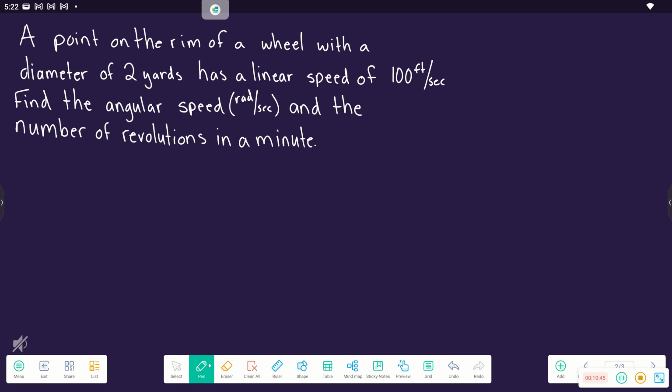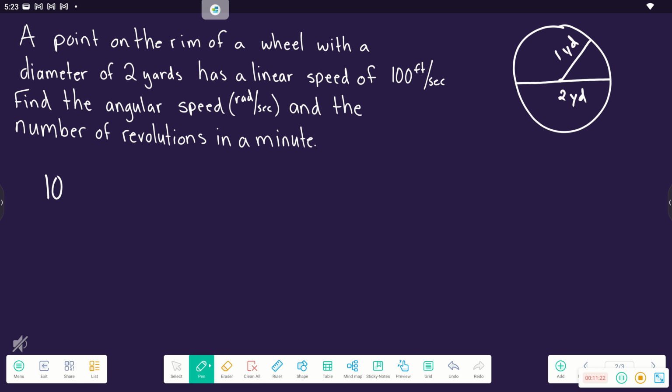Of course, when I am given a story problem, I am always going to draw it out. I know I'm dealing with circles, and I have a diameter of 2 yards. So the entire distance of that circle is 2 yards. But recall, we don't really want our diameter. We only care about our radius. So if my diameter is 2 yards, I know my radius is 1 yard. Okay, that will be the important piece of information. So let's start with our linear velocity.